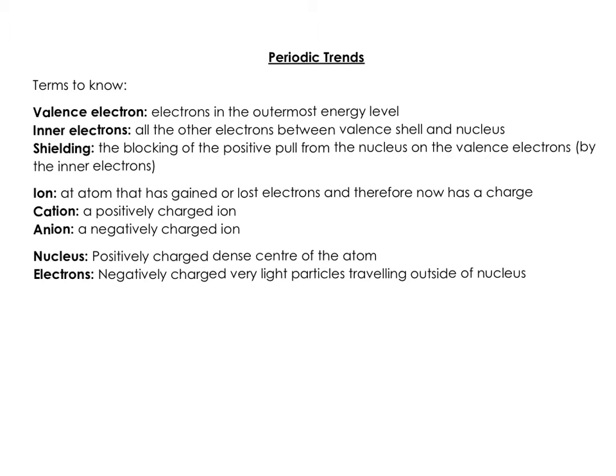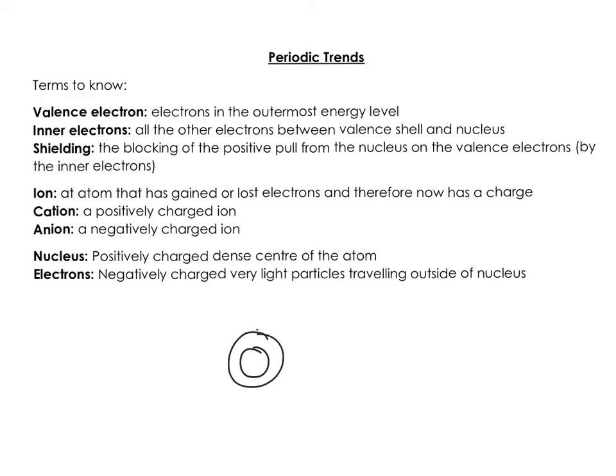Okay, periodic trends. Terms to know. Valence electrons. These are the electrons in the outermost energy level of a Bohr diagram. Inner electrons. These are all the other electrons between the valence shell and the nucleus.